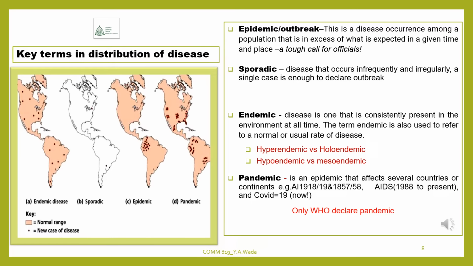For pandemic, the only authorizing body to declare a pandemic is the World Health Organization. You can't declare a pandemic at national level. At global level, it is only the World Health Organization that declares a disease as pandemic.